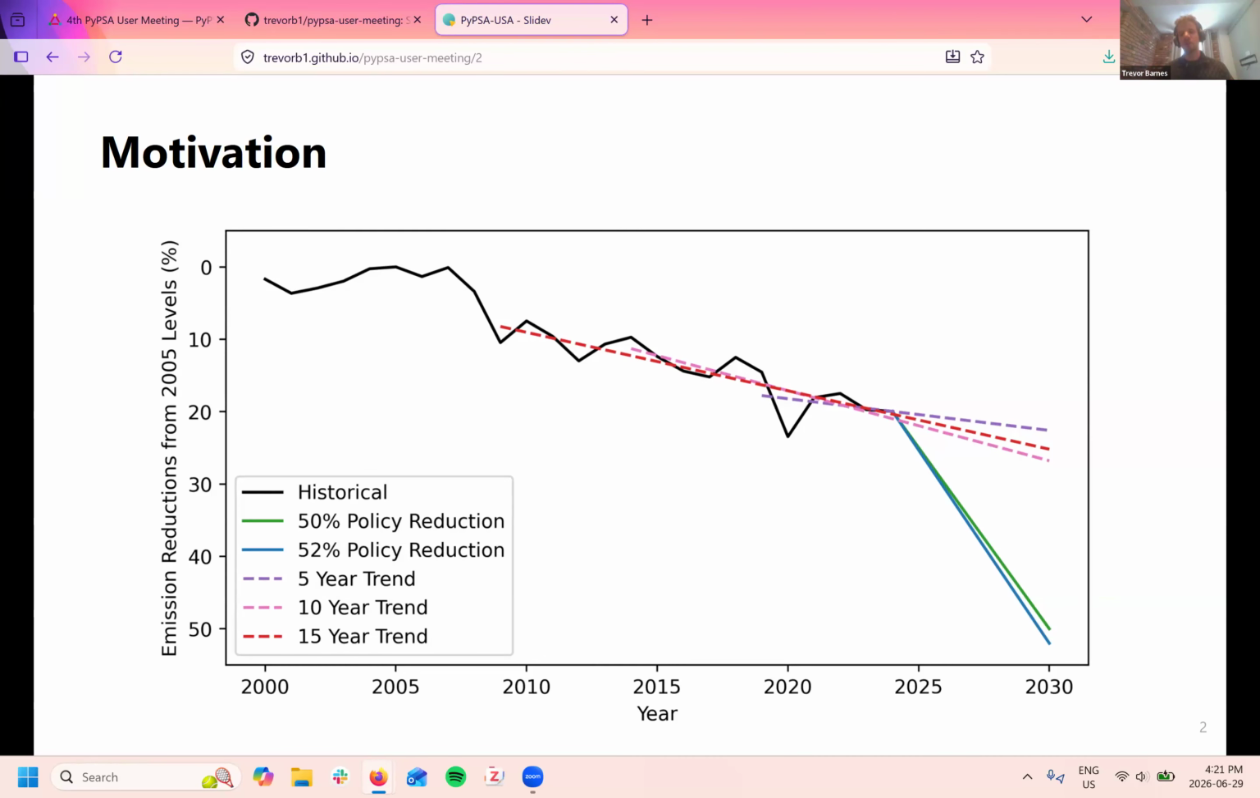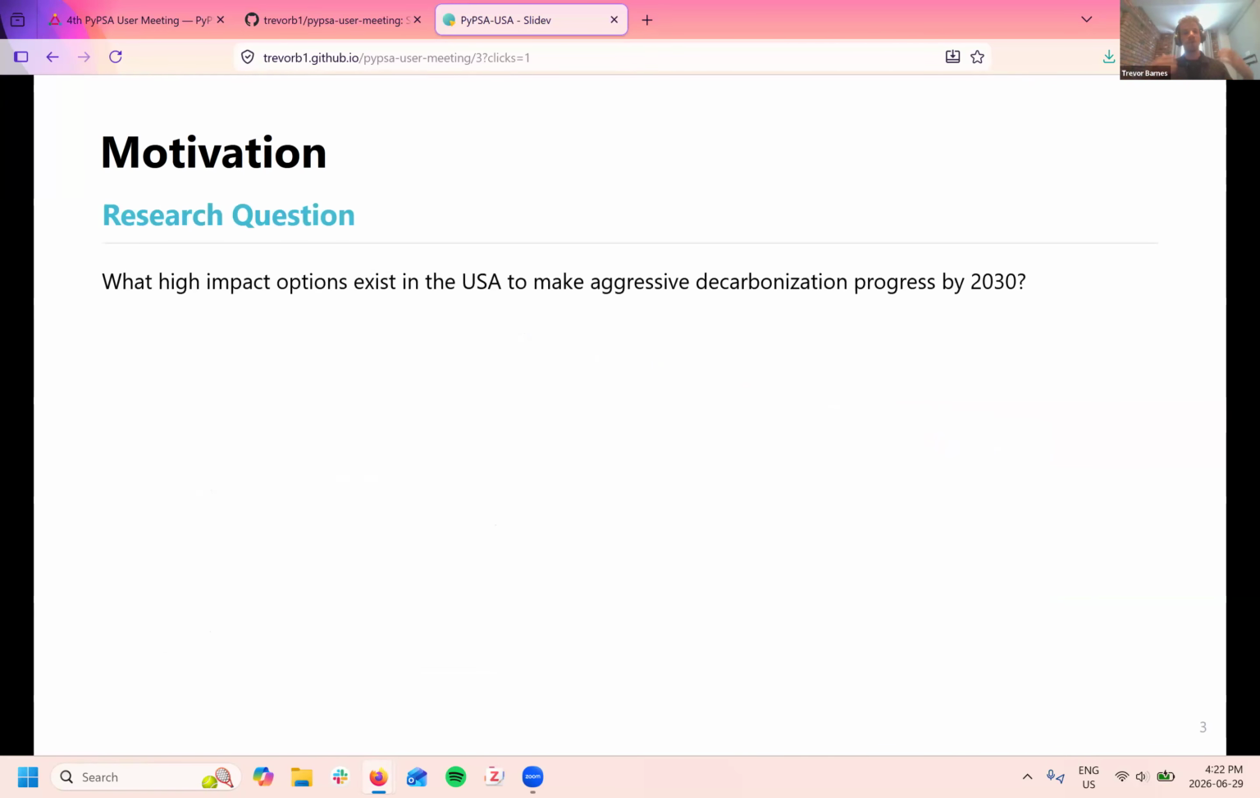Emissions don't follow linear trends. However, I think this graph is just really representative of significant changes are needed to the current decarbonization solutions to get this aggressive decarbonization that the USA has pledged. So this kind of motivated my research question of what high impact options exist today in the USA to make aggressive decarbonization progress by 2030.